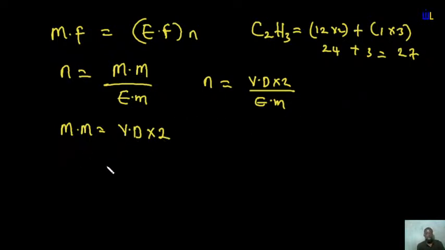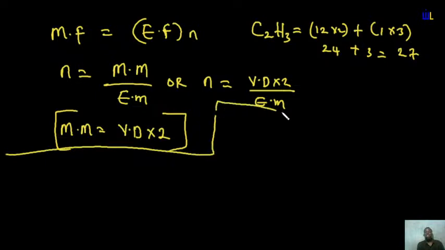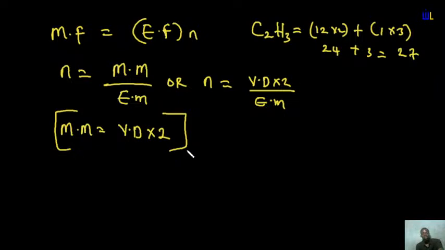So that's that basically. I hope this is not confusing. Have that in mind: if they don't give you the molar mass and they give you vapor density, how do you convert the vapor density to molar mass? Simply multiply that vapor density by 2 and you have your molar mass. So N is equal to molar mass over empirical mass, or N is equal to vapor density times 2 all over empirical mass. Now, the other thing that can be given with respect to molecular formula.